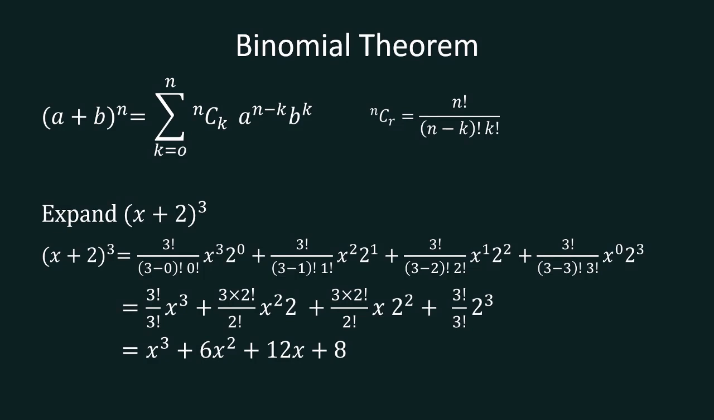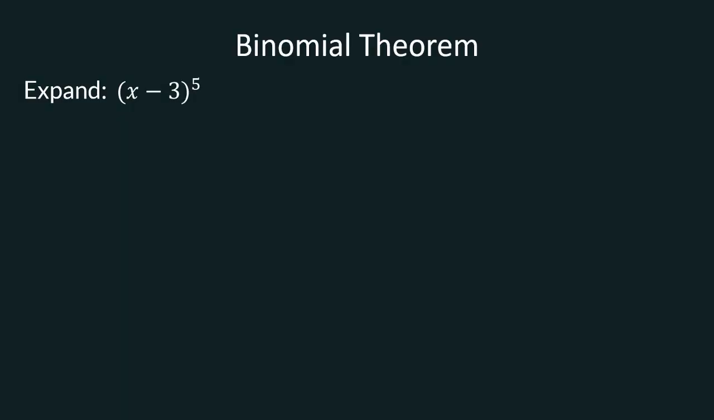Just in 3 steps, we've been able to expand x plus 2 cubed. Let's do another example. Let's expand x minus 3 raised to the power 5. So x minus 3 raised to the power 5. Our n is 5, which means the k we start with is always, don't forget, always 0.